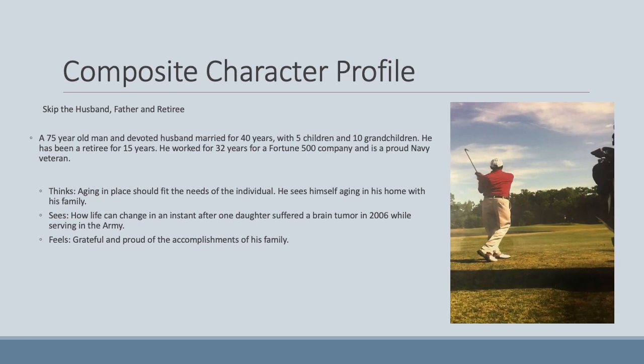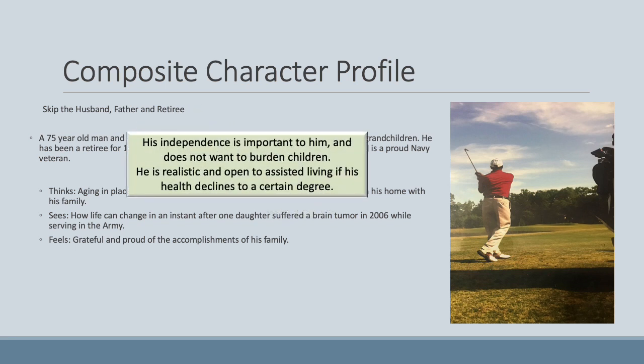Our composite character profile is 75-year-old Skip, the husband, father, and retiree. He is very active and enjoys spending time on the golf course with friends and family. He has spent the last 35 years in his home with his wife, and they plan to spend retirement together. His independence is very important to him, and he does not want to burden his children.